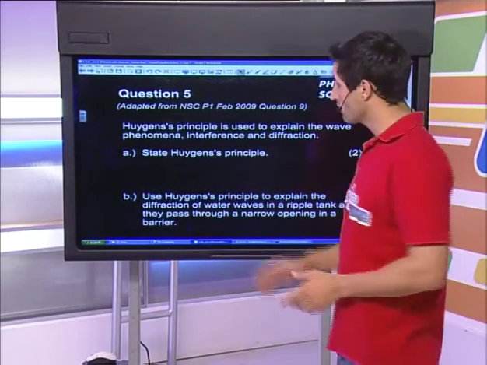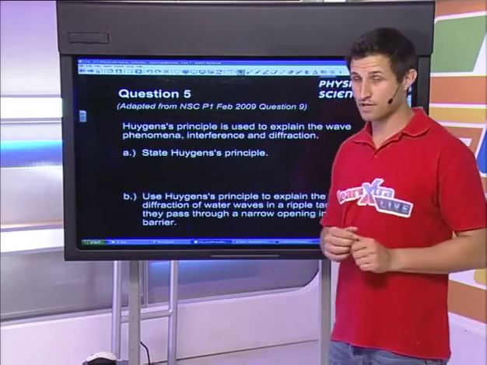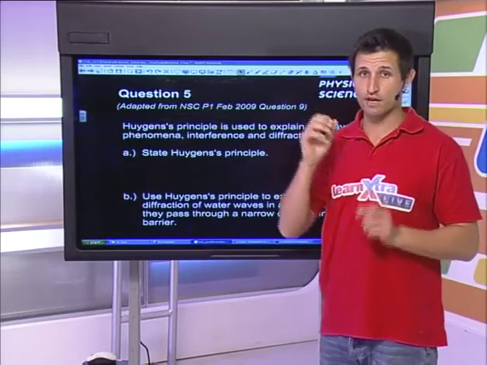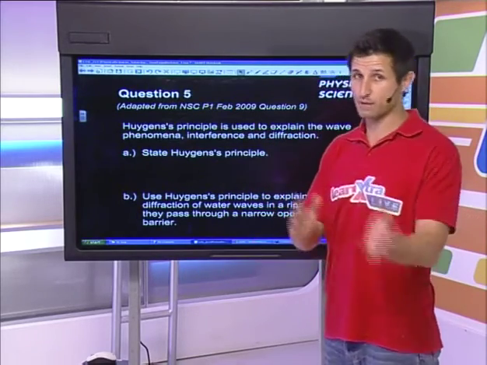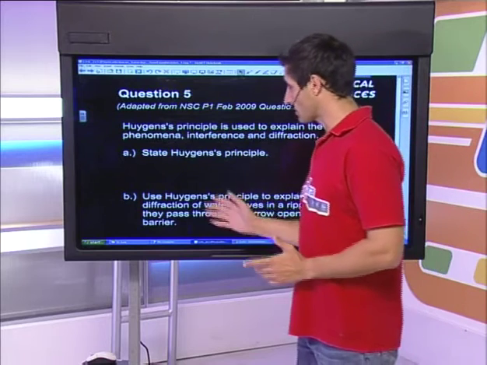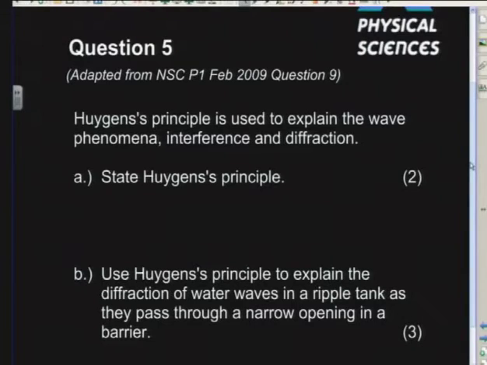Okay, so here it is, from February 2009, question 9, and this is obviously from paper 1. Guys, if you're looking, paper 1 is physics, paper 2 is chemistry. So here we go. Huygens' principle is used to explain the wave phenomena, interference and diffraction. We've got to state Huygens' principle. Now, please, guys, Huygens' principle is quite difficult to define and still get your full marks.